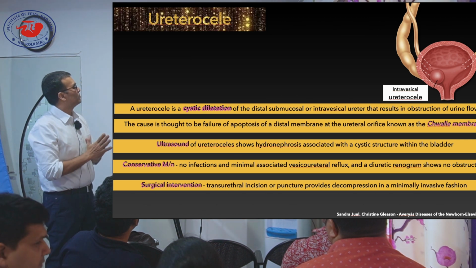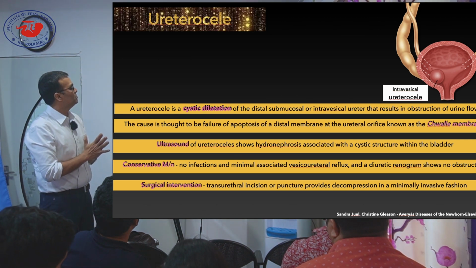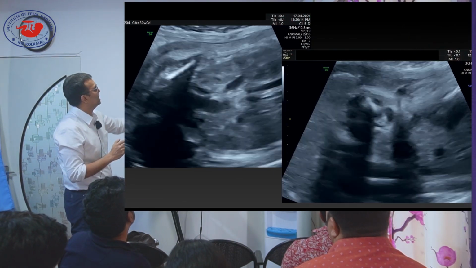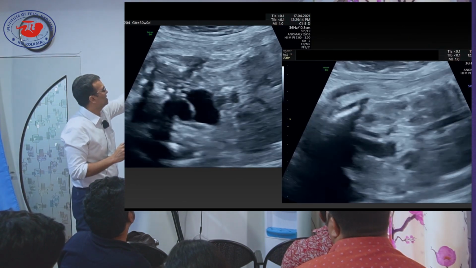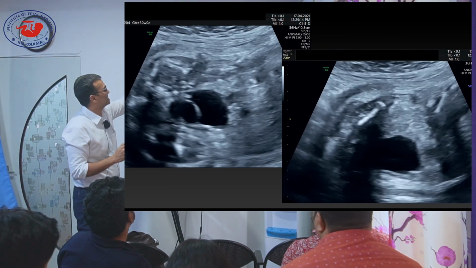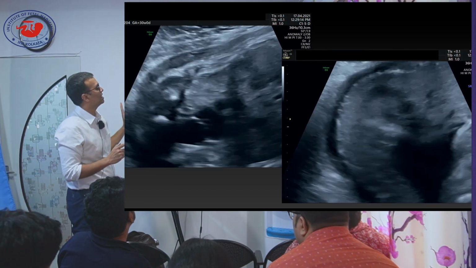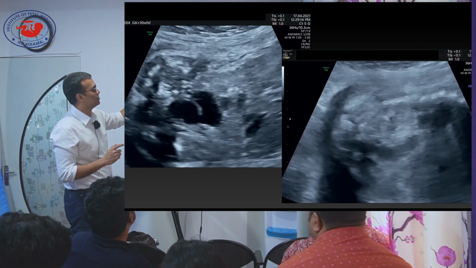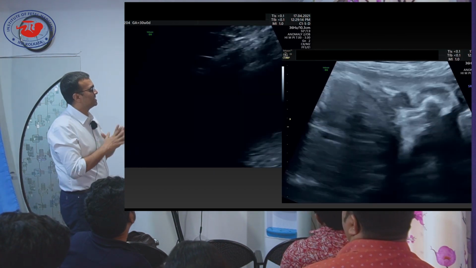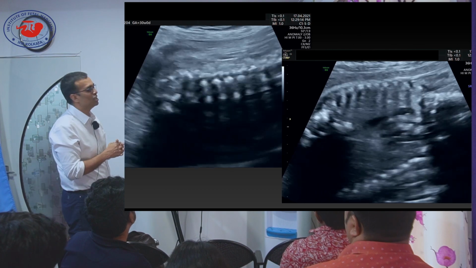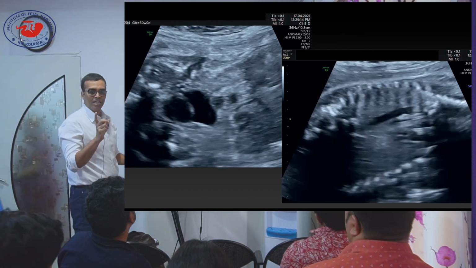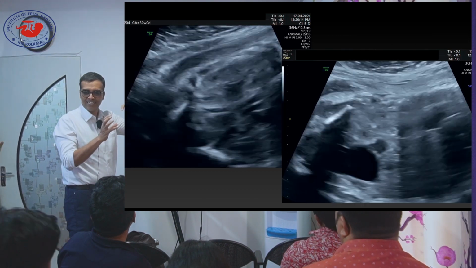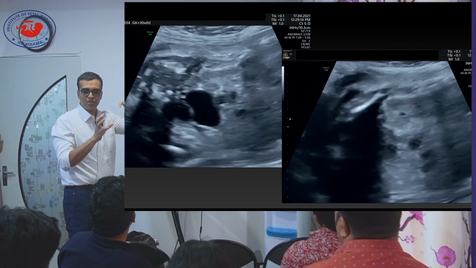Ureterocele, I don't know how many of you have seen one, but I will show you the picture. You see in the bladder there is a balloon-like, cyst-like thing. This is ureterocele. Once you see ureterocele, you will go back and look at the kidneys and try to rule out a duplex collecting system. In a duplex collecting system, you have two moieties in the kidney, upper moiety and lower moiety.